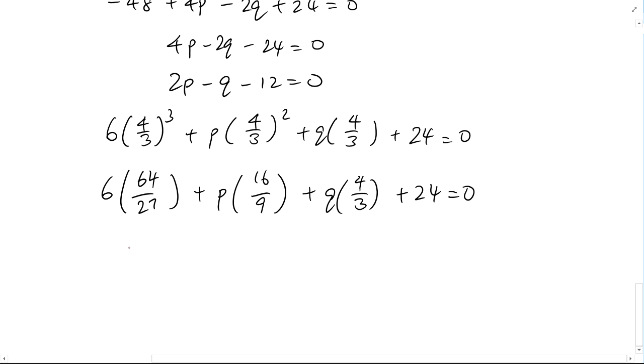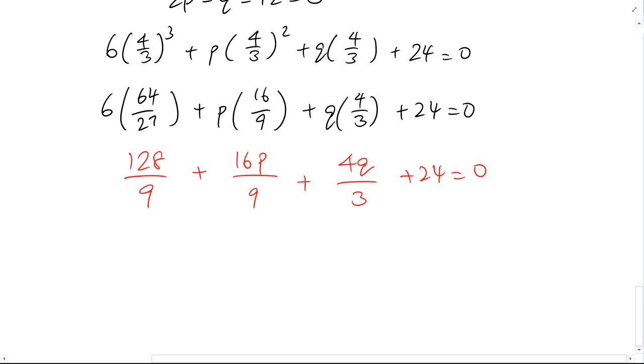14 and 2 over 9. I want an improper fraction. I don't like mixed fractions. 128 over 9. Is that for the first fraction? Yes. Okay, then plus 16p over 9 plus 4q over 3. Is that still a plus 24? Yes. Okay, plus 24 equals 0. Simplify. Come on, quickly.